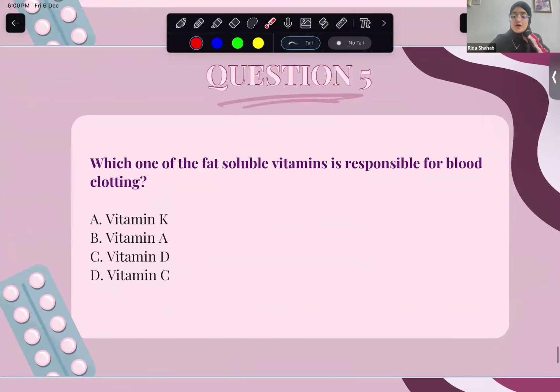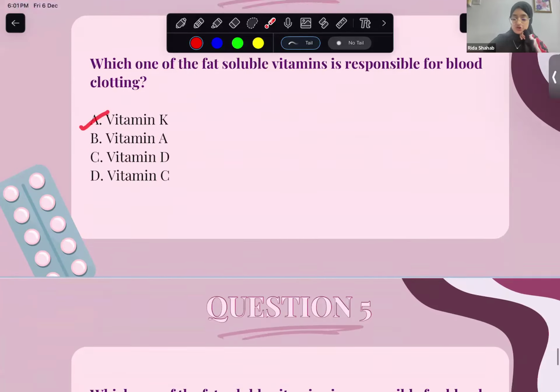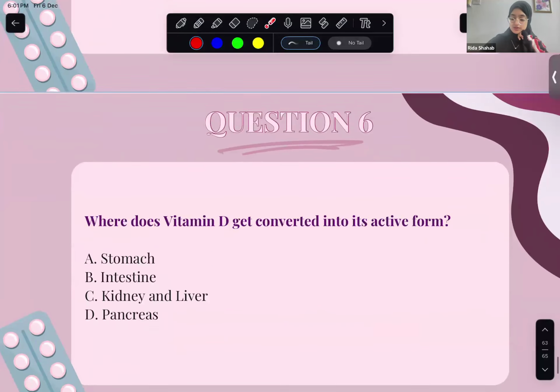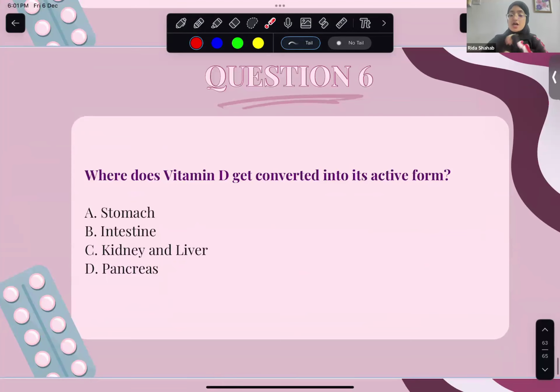Okay, so which one of the fat-soluble vitamins is responsible for blood clotting? Yes, vitamin K. Good job. Okay, let's go to our last question. Where does vitamin D get converted into its active form?